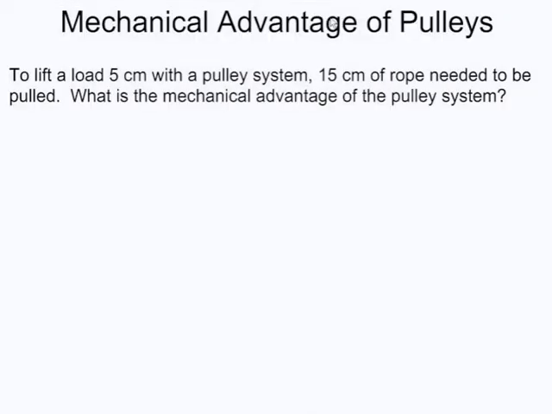Now let's do a sample problem with pulleys. To lift a load 5 centimeters with a pulley system, 15 centimeters of rope needed to be pulled. What's the mechanical advantage of the pulley system? Actually, this should be the ideal mechanical advantage. So first, we list what we know. The input distance equals 15 centimeters. The output distance, how far the load was lifted, equals 5 centimeters.